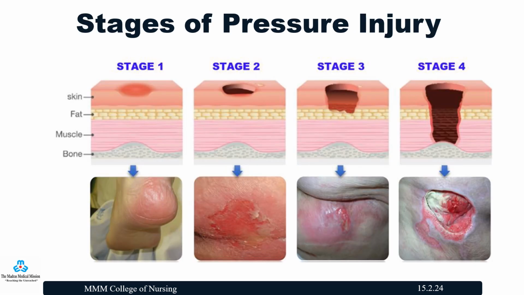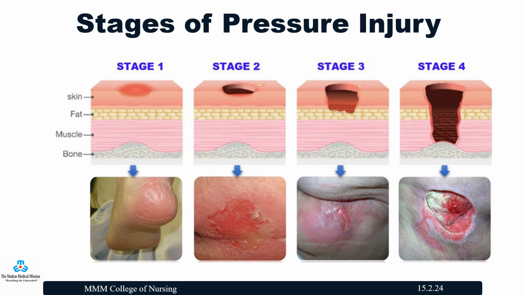The stages of pressure injury. So this pressure injury can be classified into four stages, that is stage 1, stage 2, stage 3 and stage 4. So what is a stage 1 pressure injury? In stage 1 pressure injury, there will be non-blanchable redness of the intact skin. And in stage 2, there will be partial thickness skin loss with exposed dermis. In stage 3, there will be full thickness skin loss, possibly exposing the subcutaneous fat. And in stage 4, there will be full thickness skin and tissue loss with exposed bone, muscle or tendon.